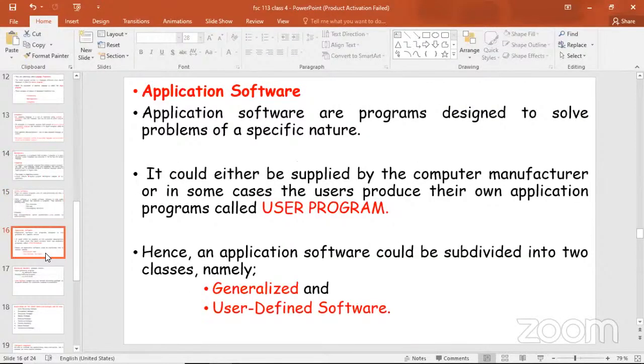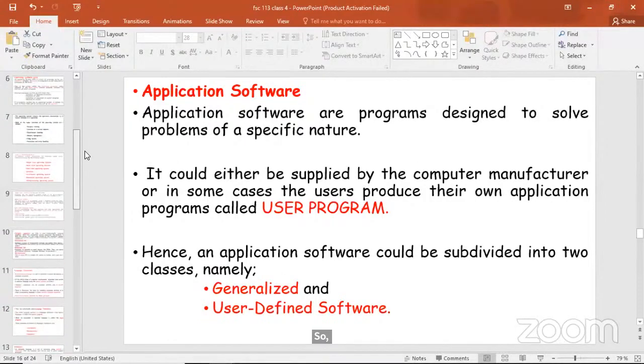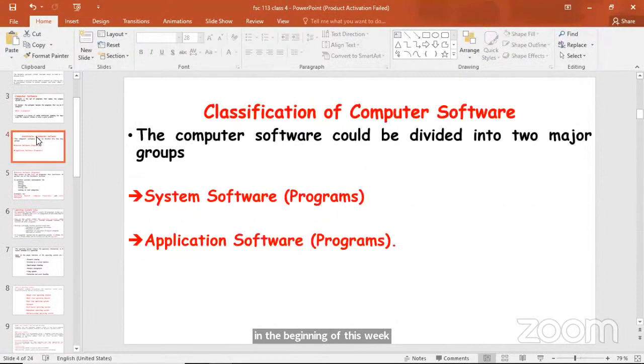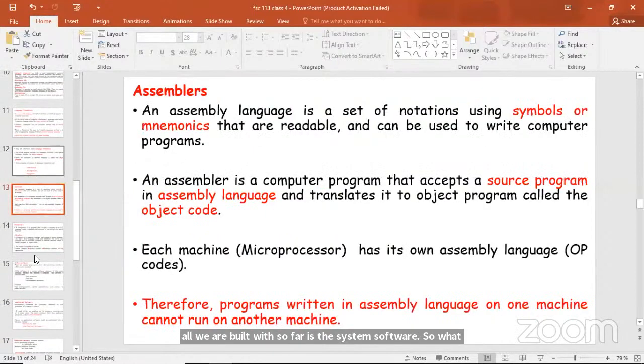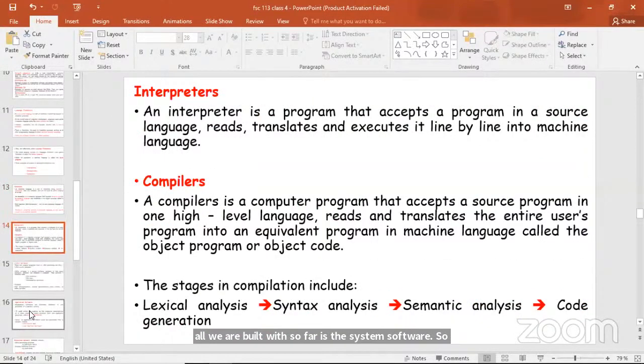So, at the beginning of this, we said we have system software and application software. All we have dealt with so far is the system software. What we are going to look at now is the application software.